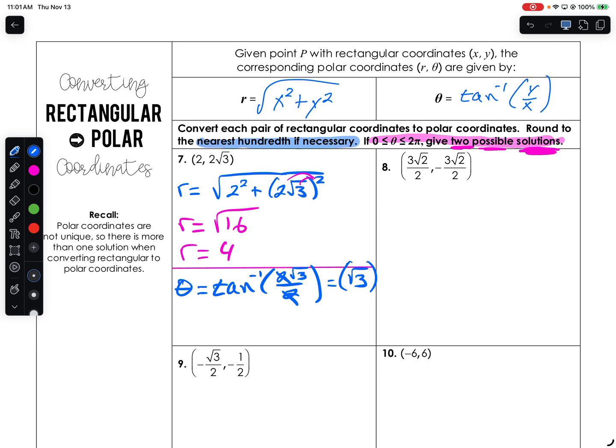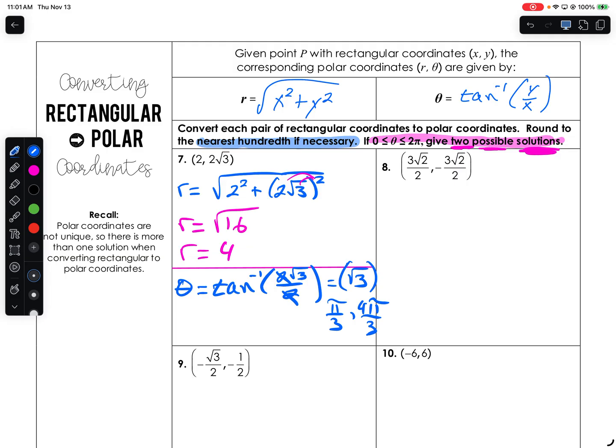So where is tangent square root of 3? At what radian measure? Pi over 3. Where else? 4 pi over 3. So we get two answers here, pi over 3 and 4 pi over 3. So we know we're going to have a positive and a negative radian measure. So we have to figure out which one goes with which. Which one is a positive? Do we use pi over 3 or 4 pi over 3?